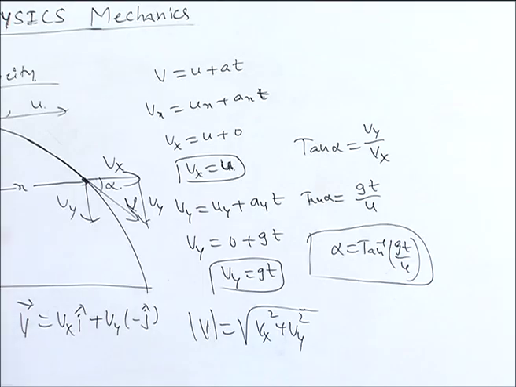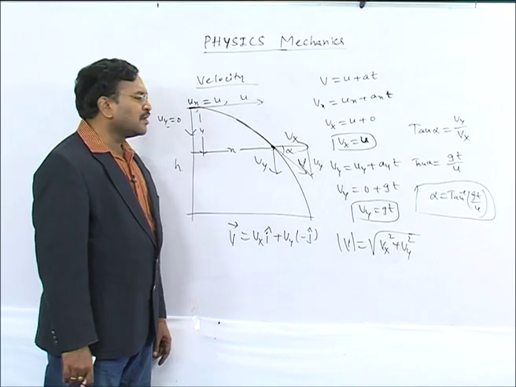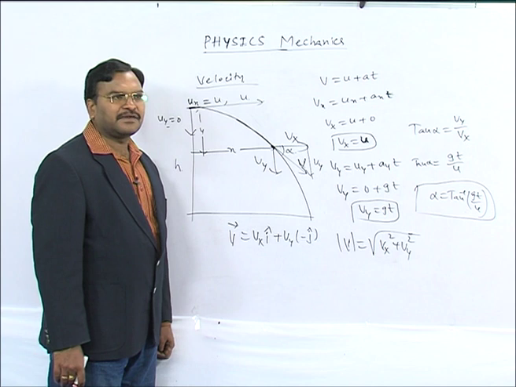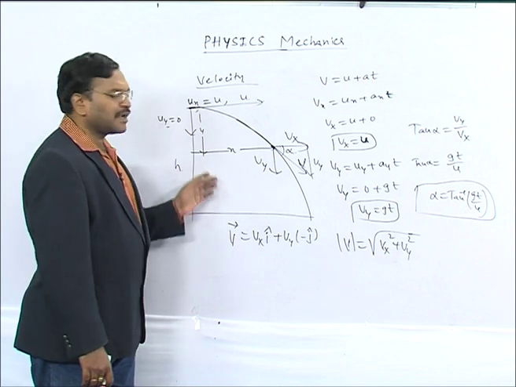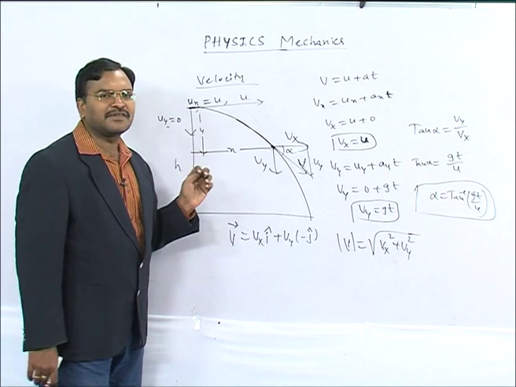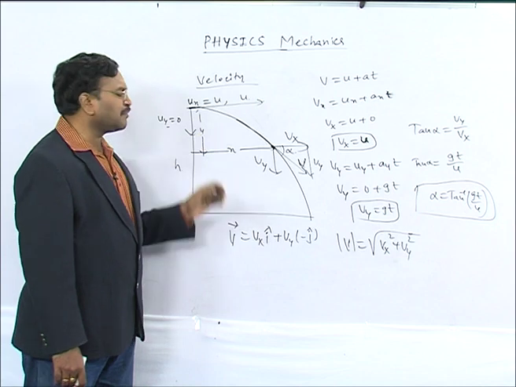Suppose alpha is sometimes 45 degrees. 45 degrees means Vy and Vx are equal, like that. In this way we discuss the velocity of a projectile, and also we discuss the time of flight of a projectile. Now, for time of flight, for this body there is no time of ascent. Why? The body is projected from the top of a tower.